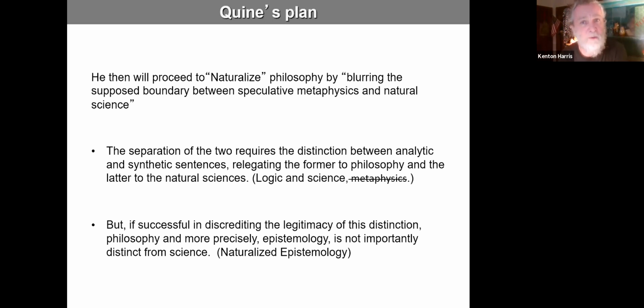So what he's ultimately going to advocate is that we naturalize not only metaphysics, but that we naturalize epistemology. And that questions of epistemology, questions of knowledge, justification, evidence, epistemic warrant, ultimately become questions of psychology, empirical psychology.